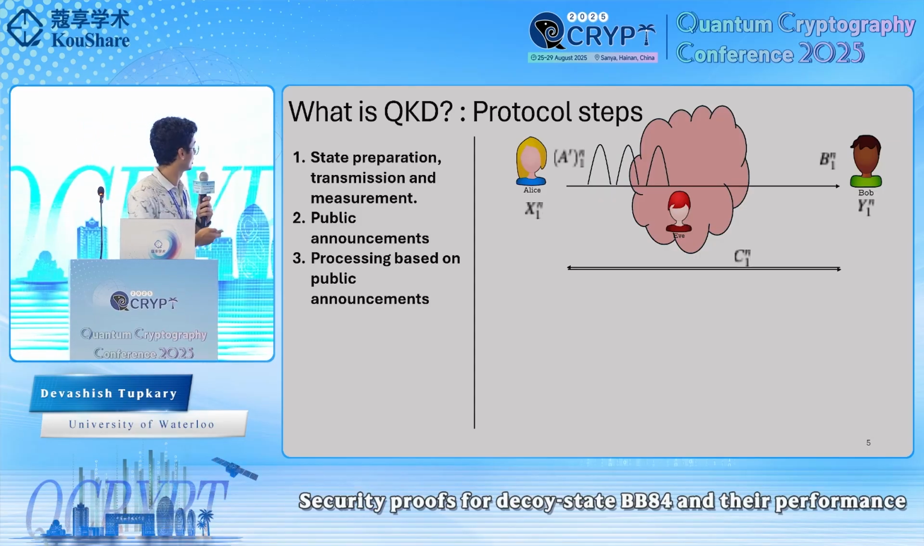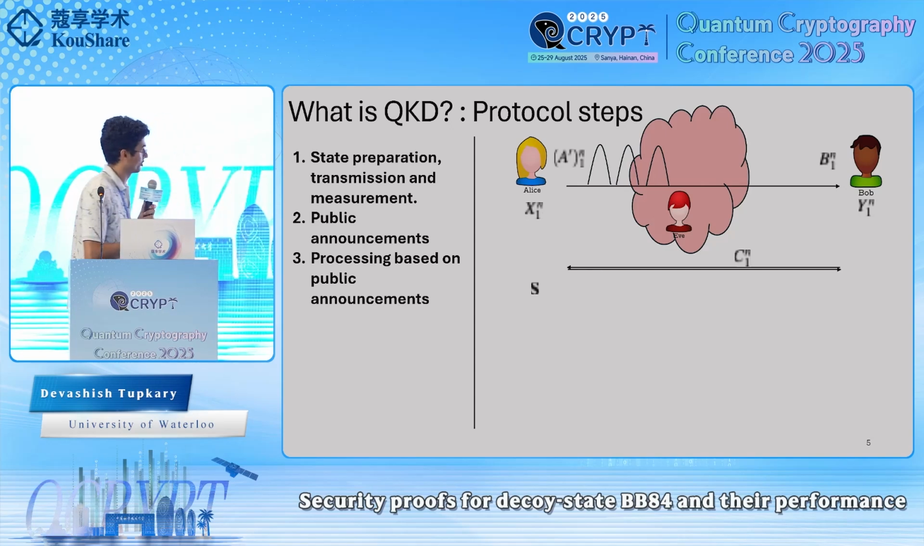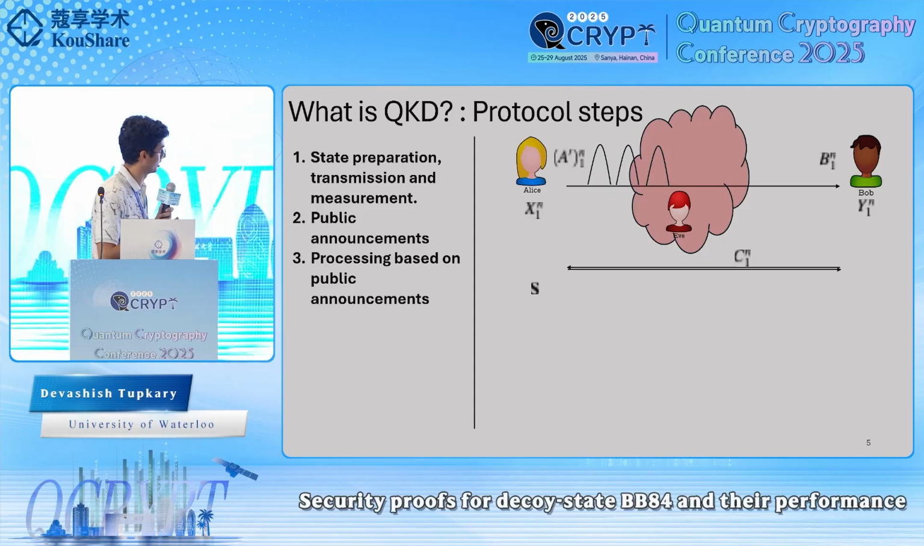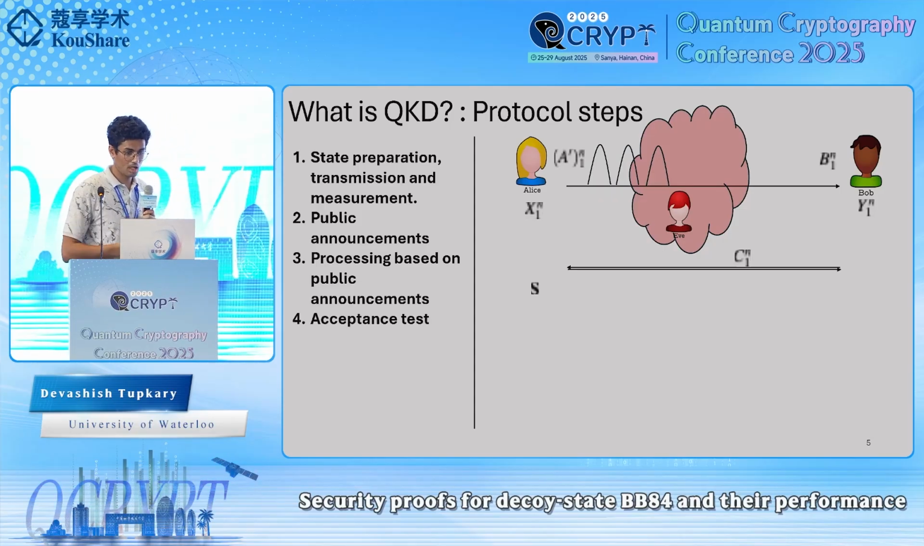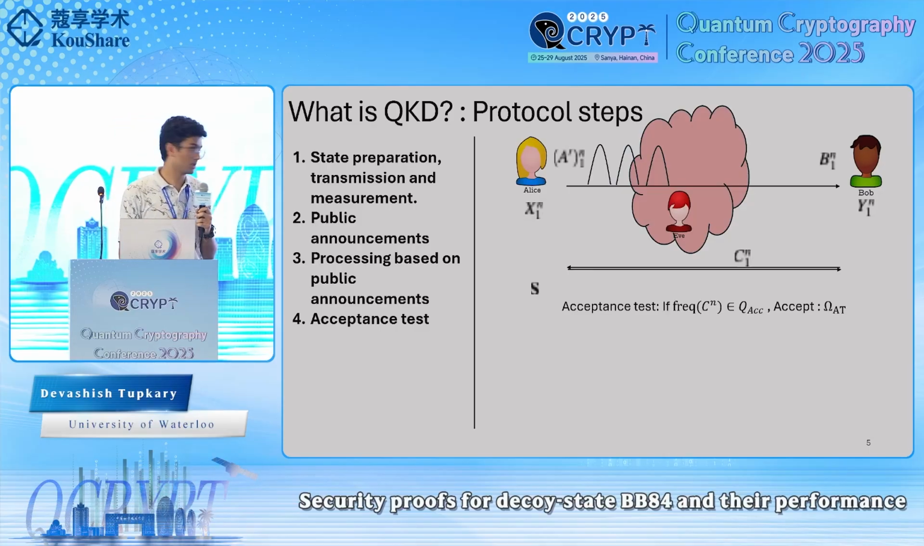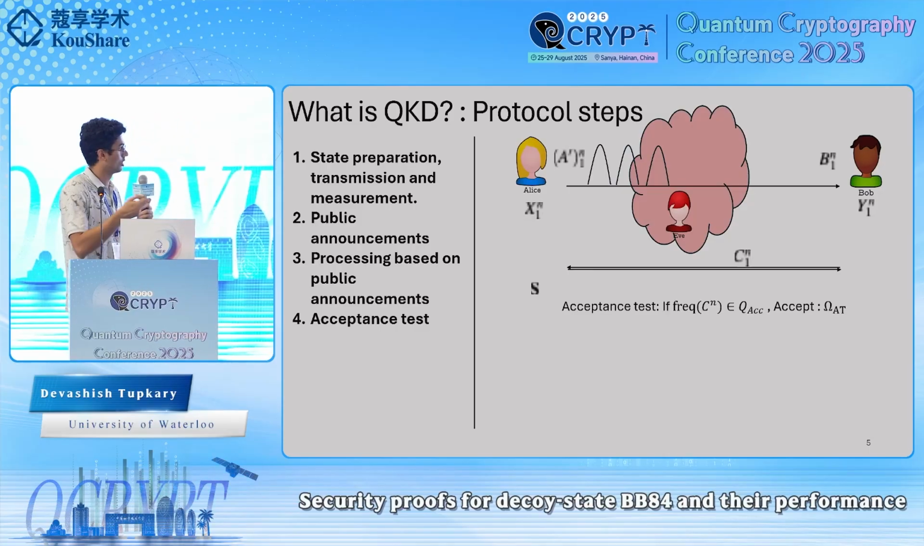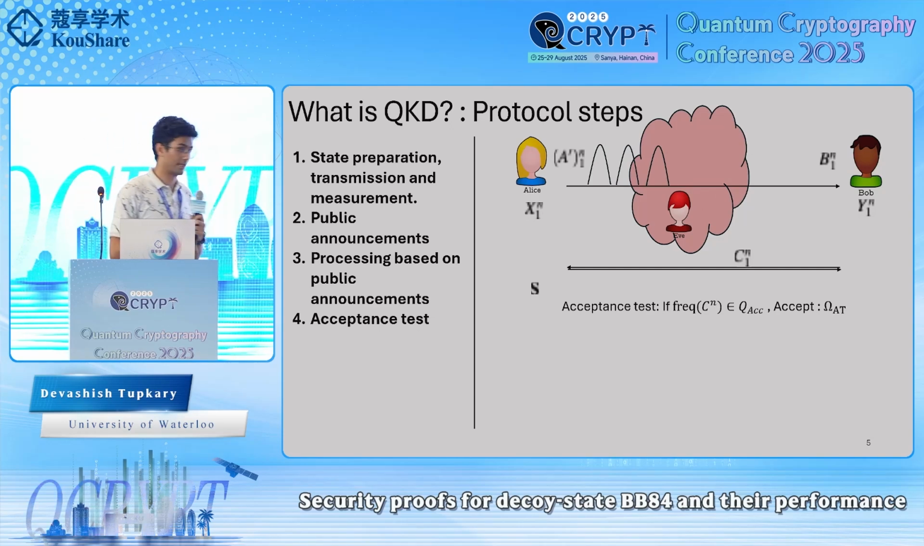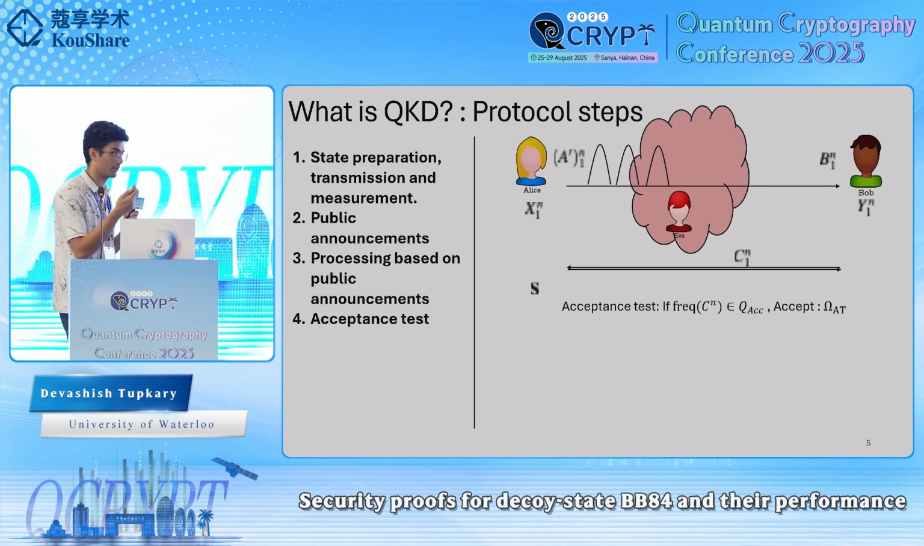So she might choose to, for instance, discard certain rounds that Bob did not manage to get a detection on. And we have this raw key string of Alice, right, that she wants to distill a secret key from. Then Alice and Bob are going to do something called the acceptance test, where they check whether the public announcements that they've made belong to a certain predetermined acceptance set, which basically means they check if they're good enough. If they're good enough, they accept the protocol. If they're not good enough, they abort.